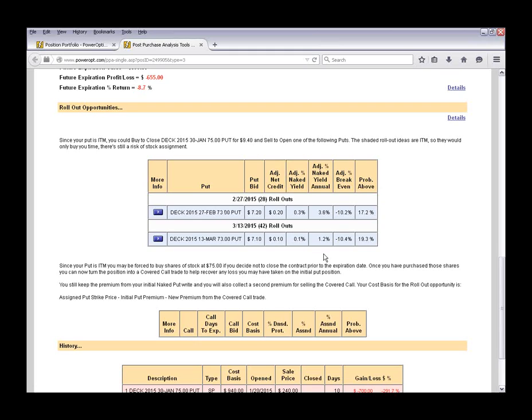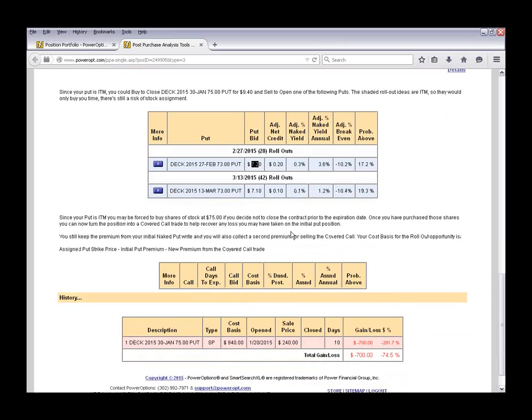This 73 is only 20 cents. I'm sorry, we could get 720, but that's a deep in the money put. I don't know if you'd want to do that based on your expectations. See, this puts you at a positive credit, but you're so deep in the money now that you're probably going to get assigned for another loss.